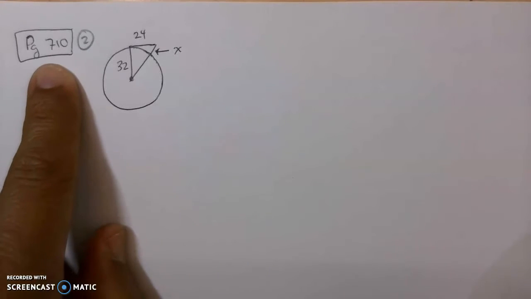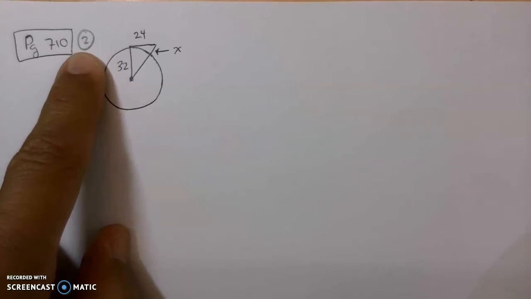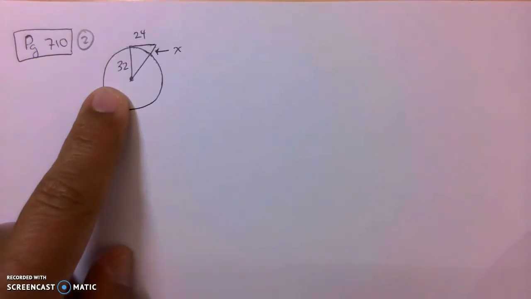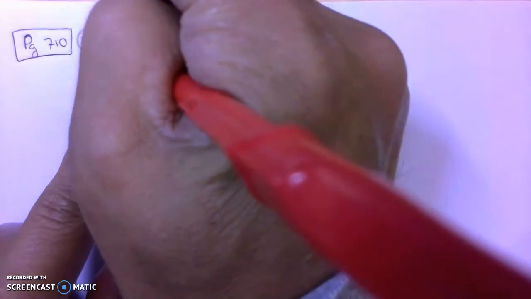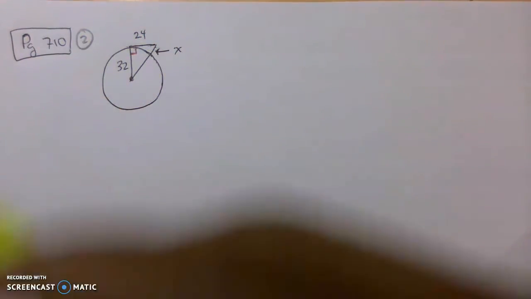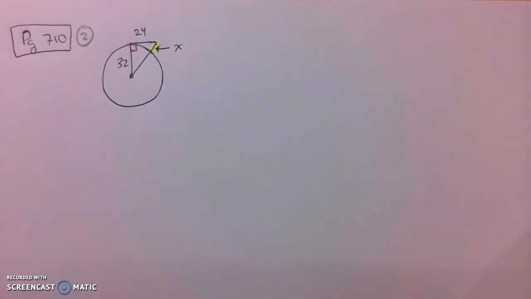All right, now we're going to go to the other review of Chapter 12 here, page 710. We're going to start with number 2. You've got a tangent line, you've got a radius. The tangent line and radius make 90 degrees. They want you to figure out this little sliver outside the circle, x, there in yellow.